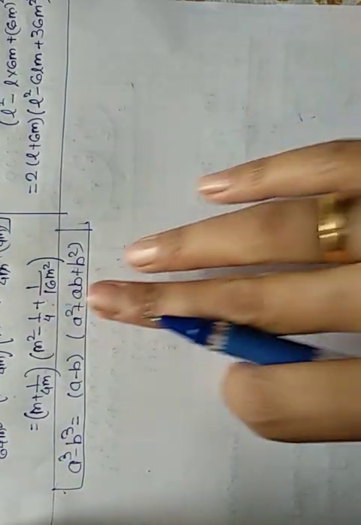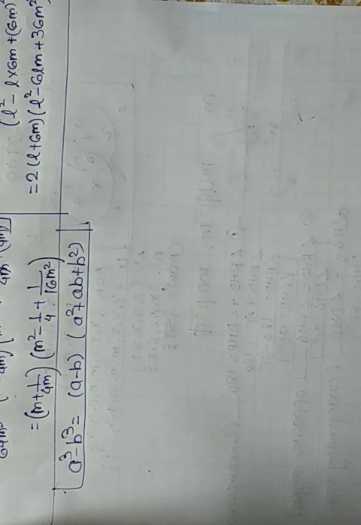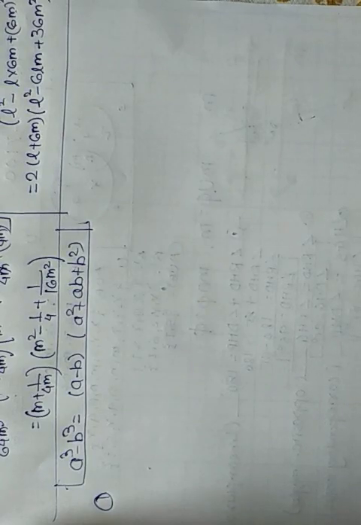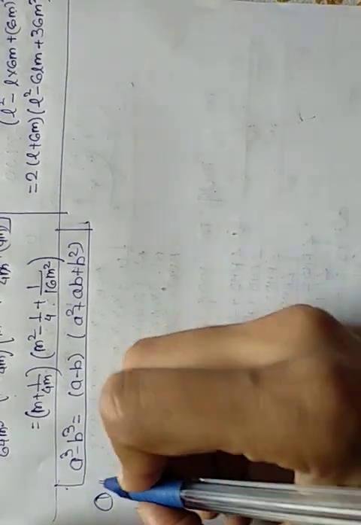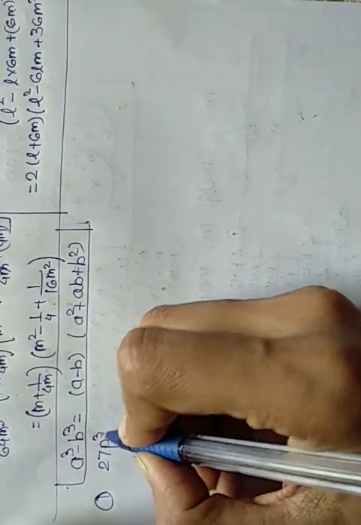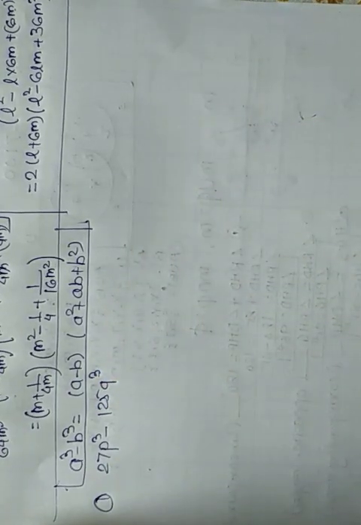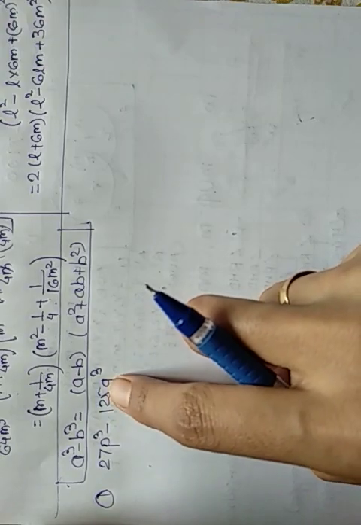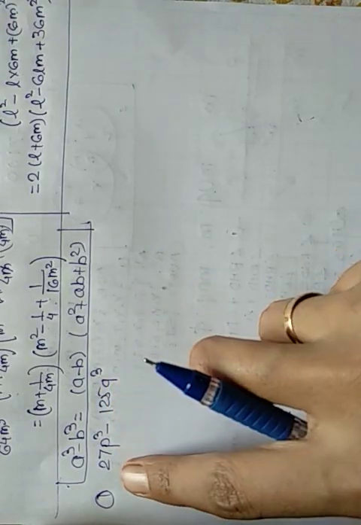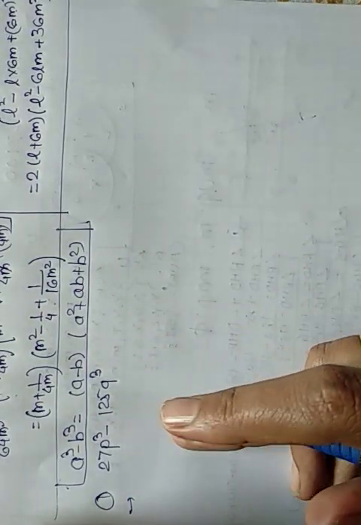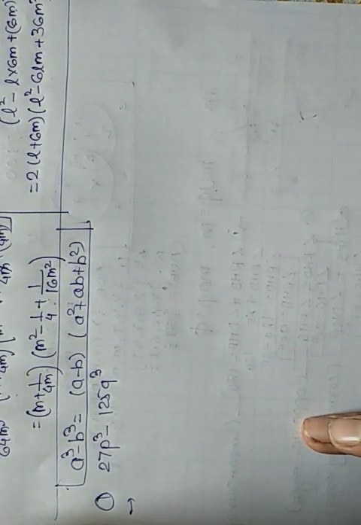Now let's see how to solve examples by using this formula. The first example is 27p cube minus 125q cube. Here 27 and 125 are the perfect cubes of 3 and 5. It means first convert these into the form a cube minus b cube.